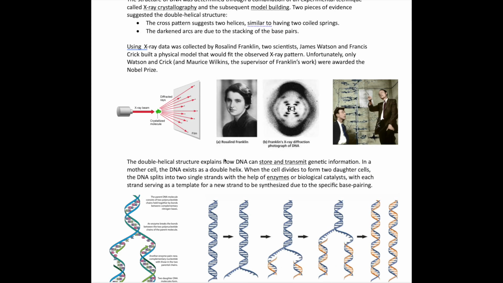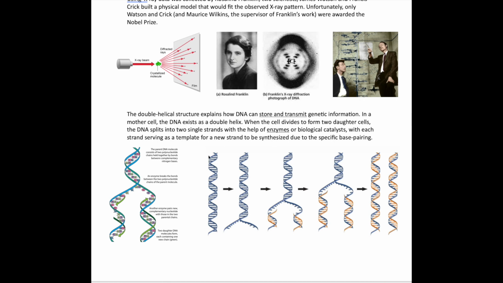The double helical structure of DNA explains a lot in terms of why DNA can store and transmit genetic information. So the information is stored in this double helical pattern in the mother cell, but when the mother cell divides into two daughter cells, the DNA also unwinds just like this. And so there are enzymes in the cell that allow this to happen. Enzymes are biological catalysts. They make chemical reactions happen in the cell.